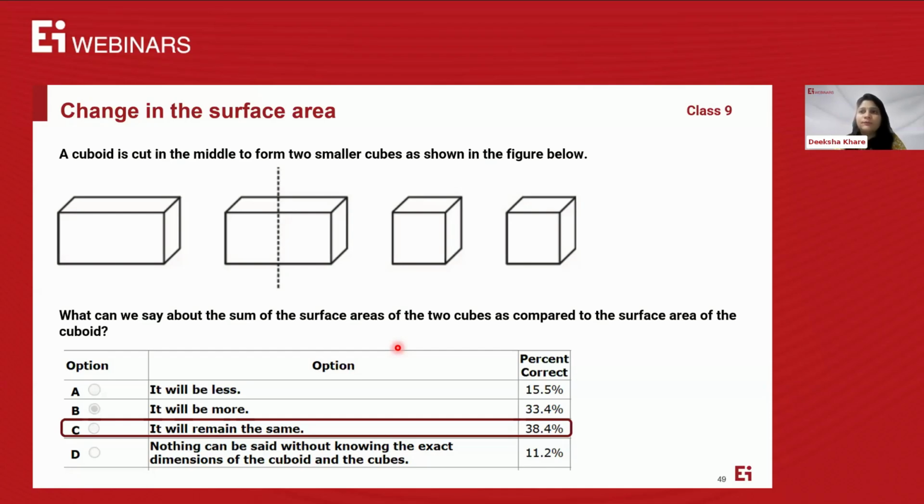Secondly, what could have led is the conservation of volume interfering in this case, because when a cuboid is cut, even before cutting, it had a volume, it was occupying a certain volume, and even after cutting, it is occupying the same amount of volume. That is, volume is conserved.